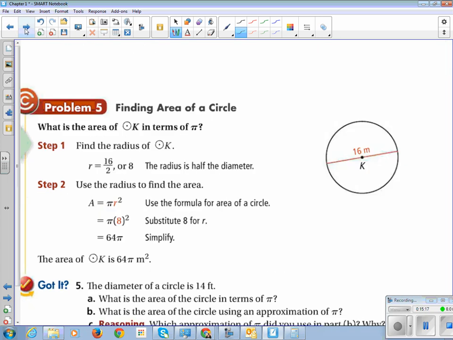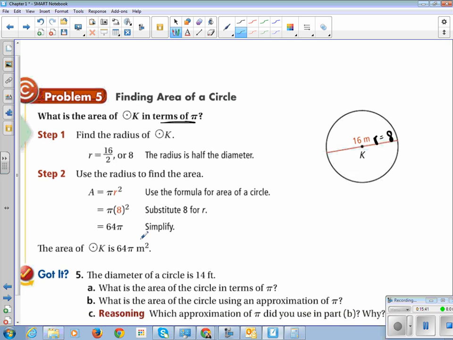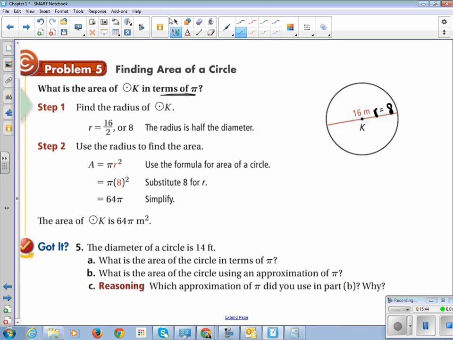All right, area of a circle. Remember, it is pi times radius squared. So we always want to make sure you have the radius. And it's just the diameter cut in half. So in this case, it's 8 squared times pi, 64 times pi. And it's asking in terms of pi. So we leave the pi in the answer. Let's do that for this problem.